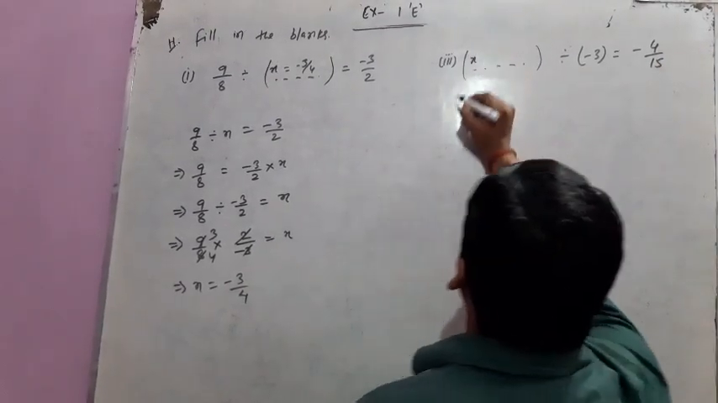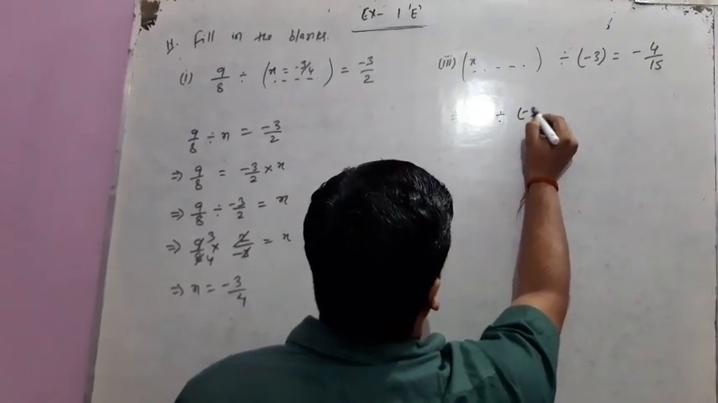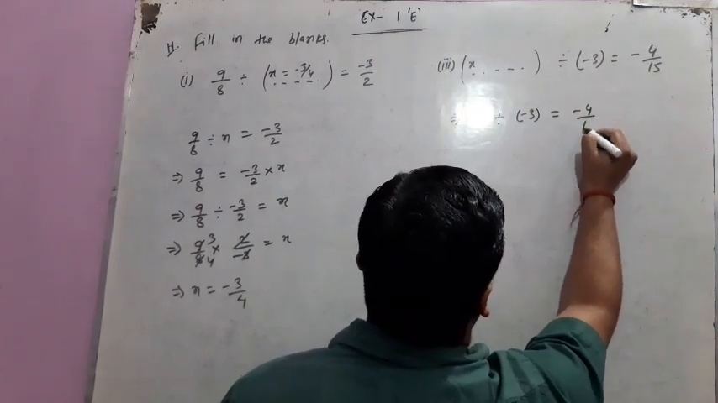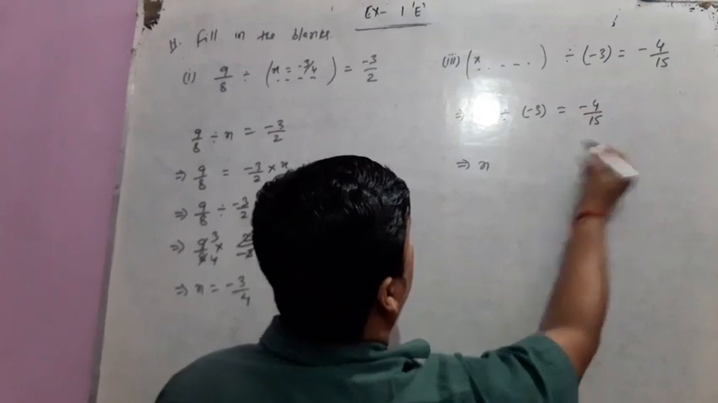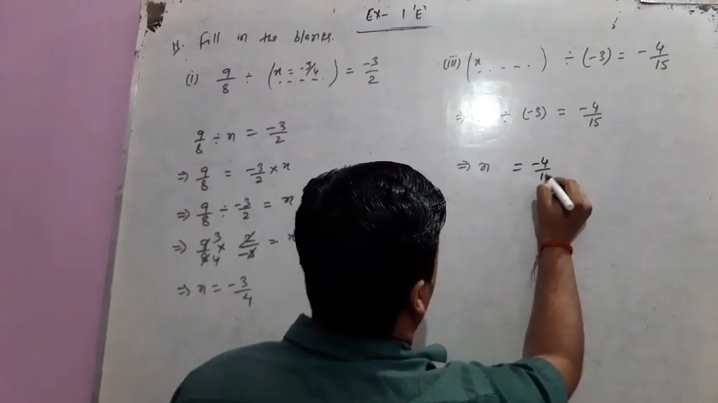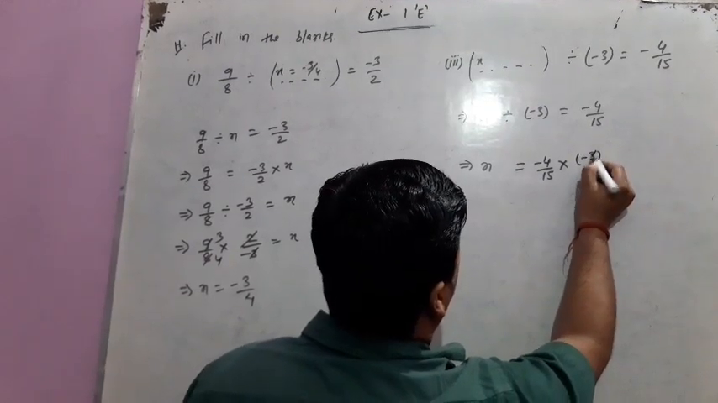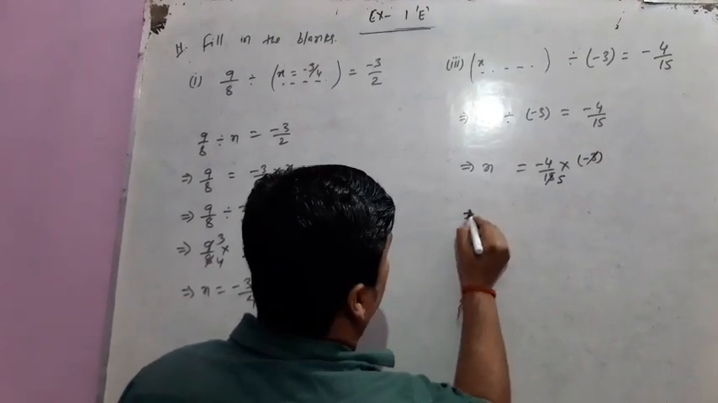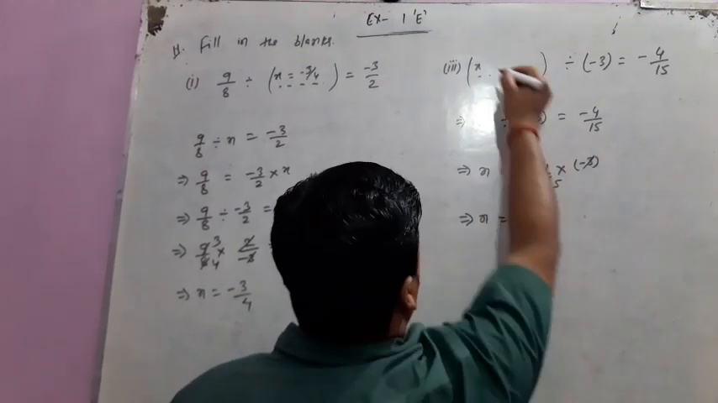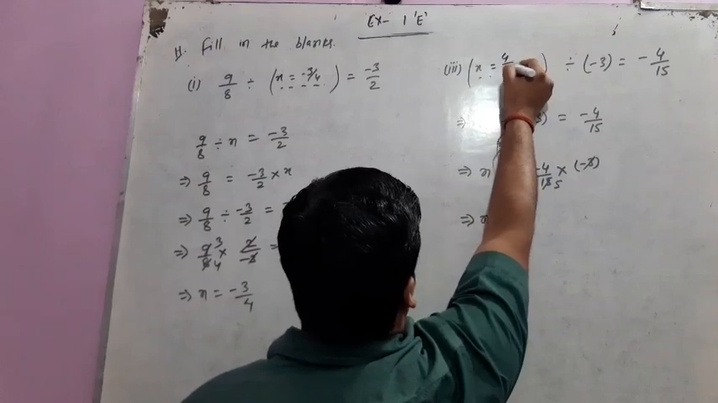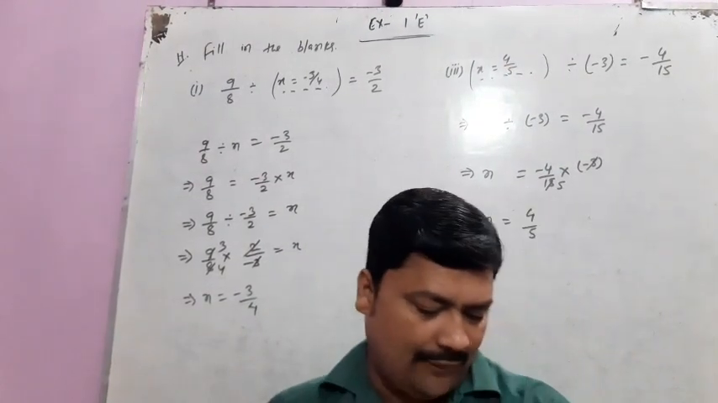Again we consider this number x. Therefore x divided by minus 3 gives minus 4 by 15. Here minus 3 is in divide, so when we change the side, it turns into multiply. 3 fives are 15. Therefore x is equal to minus minus plus 4 by 5. Here the value of x is 4 by 5. Similarly, you have to solve question number 2 of 11.